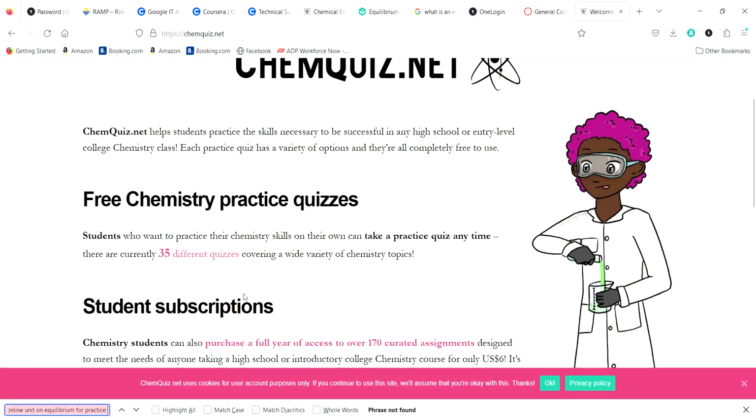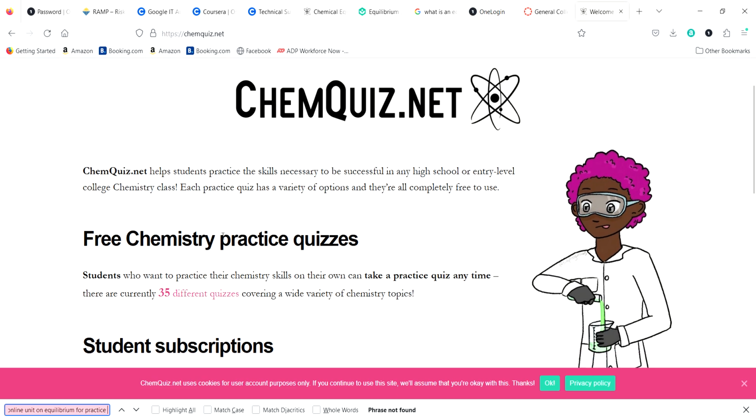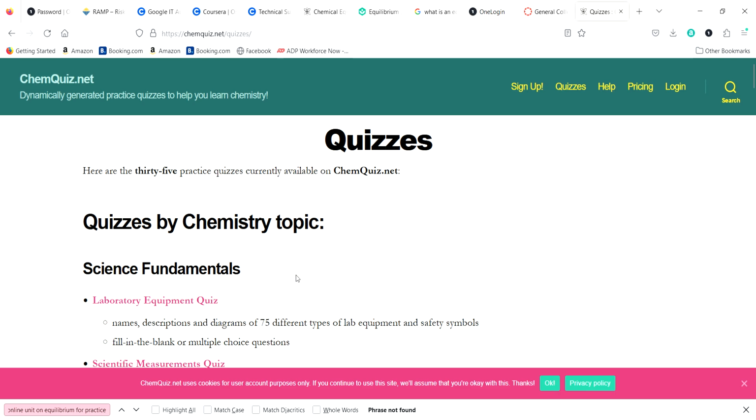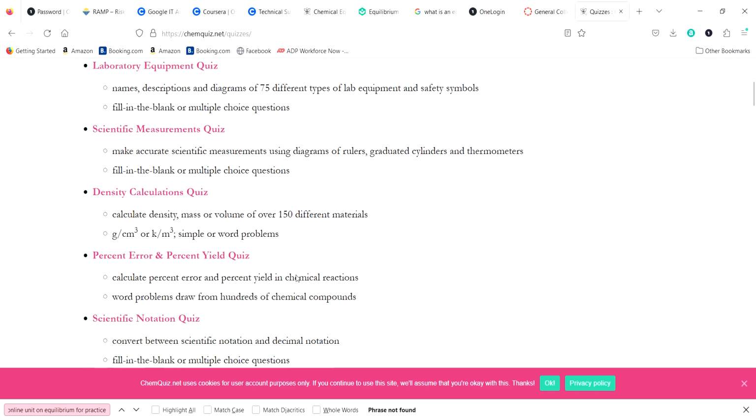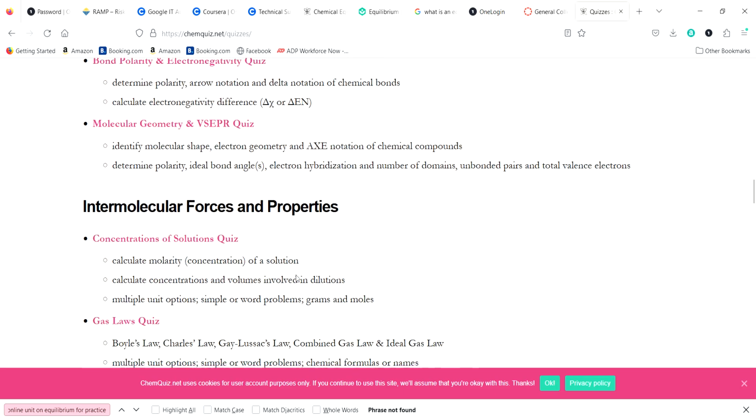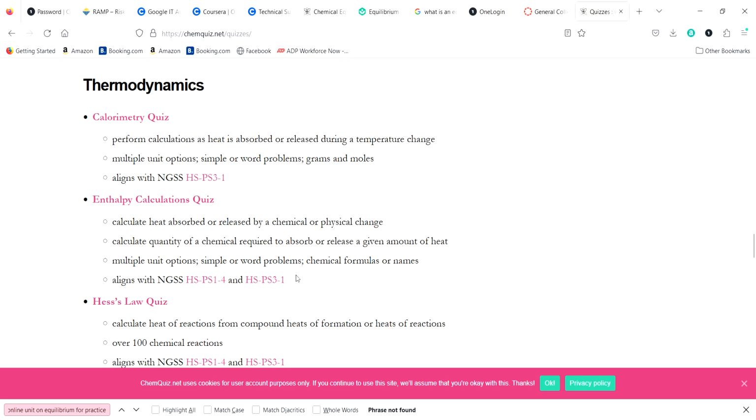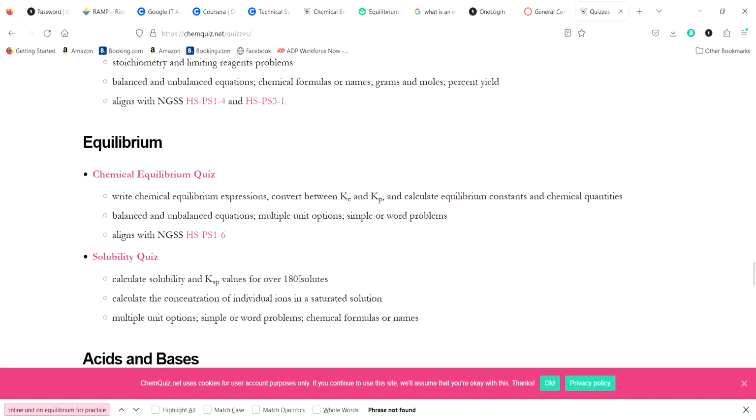So once you go to chemquiz.net, I want you to click here where it says 35 different quizzes, and then it'll be quizzes by topic. So let's scroll down to chemical equilibrium quiz. Now whatever unit we're on, you pick that unit, but I'm just picking this one, right?